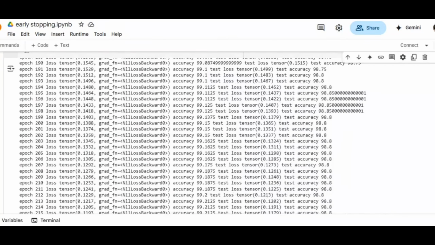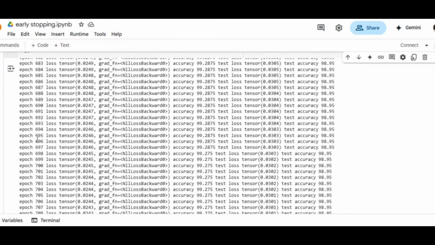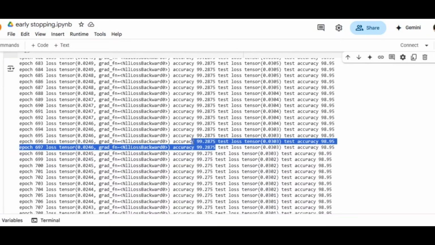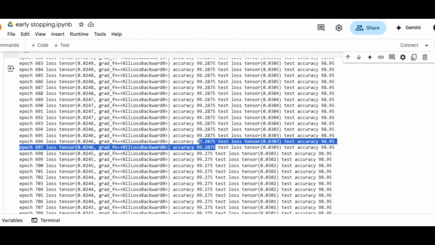Now when my training goes further, at the 697th epoch my training accuracy is around 99.2875. But around the 690th epoch, my training accuracy is around 99.275. You see that there is a difference of 0.01%, which means the rest of the training from the 690th epoch is unnecessary. Till the 697th epoch I have got around the best accuracy, but the rest of the training of 2300 epochs is unnecessary.